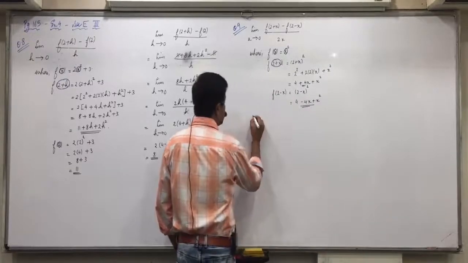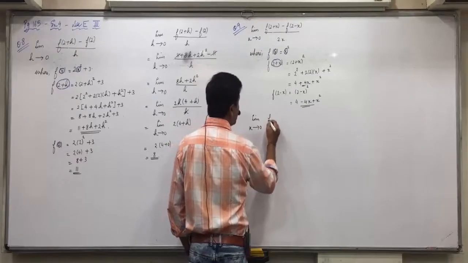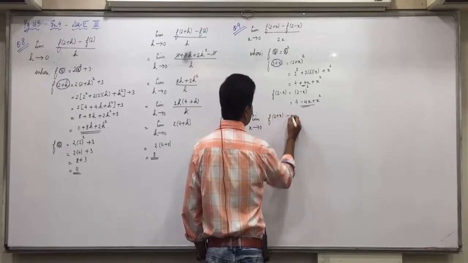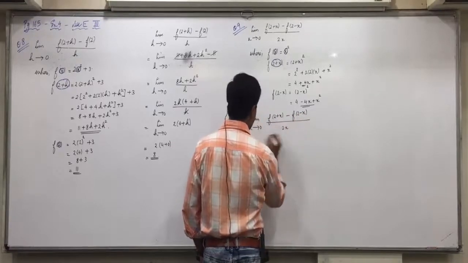Now we can solve the limits. Limit x tends to 0, f(2 plus x) minus f(2 minus x) upon 2x.